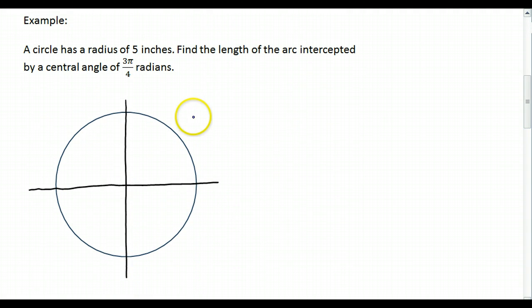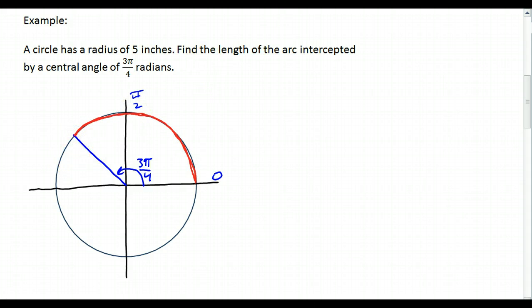So here we've got a circle with a radius of 5 inches, and we're going to try and find the length of the arc intercepted by a central angle of 3 pi over 4 radians. If we start at 0 radians, and there's pi over 2 radians, 3 pi over 4 is going to be halfway in that quadrant. Okay, so here's our angle, 3 pi over 4. And so we are interested in measuring this length right here of this circle, this arc length.